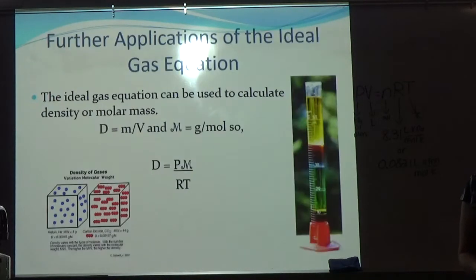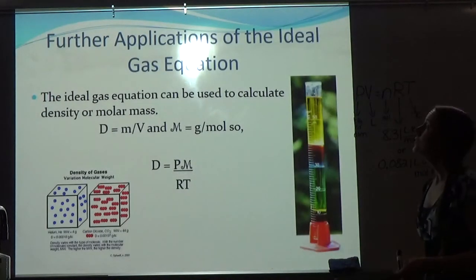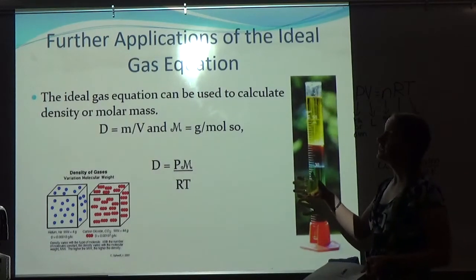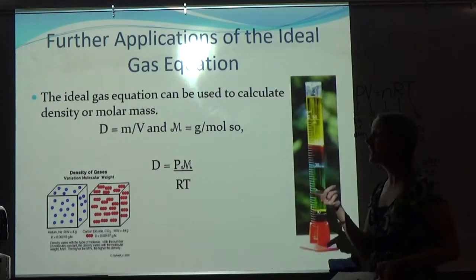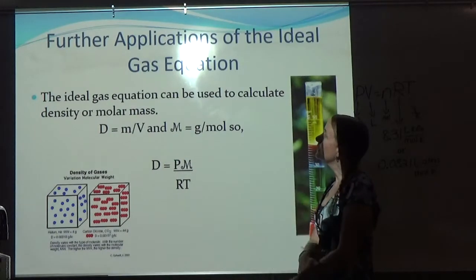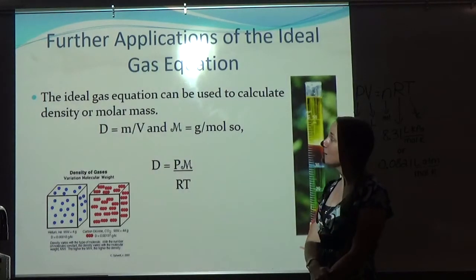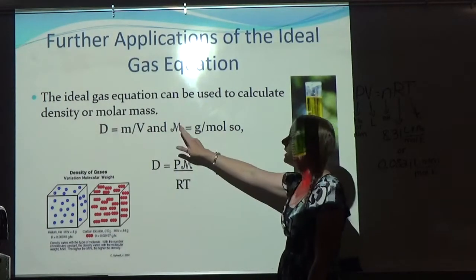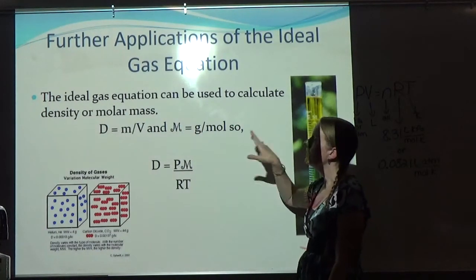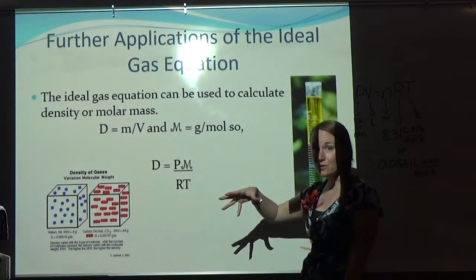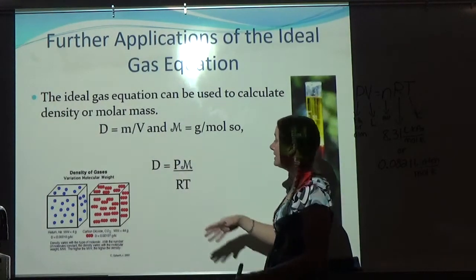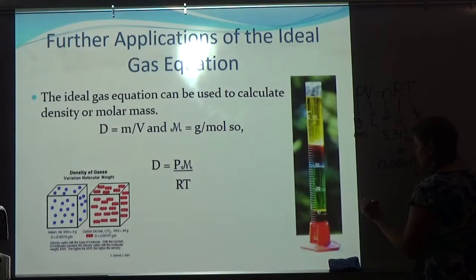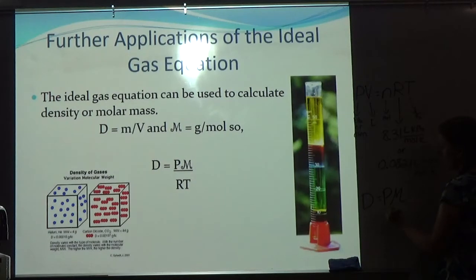So there's my answers. There are some other applications where we modify the ideal gas law. The ideal gas equation can be used to calculate density or molar mass. Density is mass over volume, and molar mass is grams per mole. So if you plug that into our ideal gas equation, you get that density, and here I'll add that to our list. Density is pressure times molar mass over R times T.